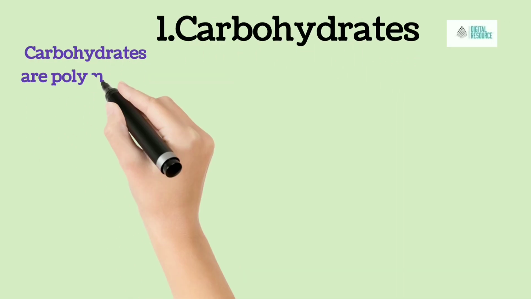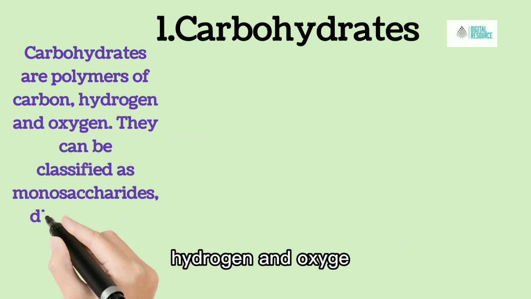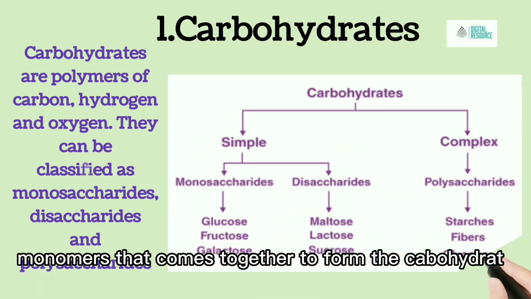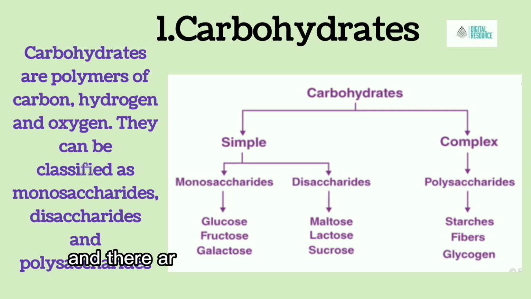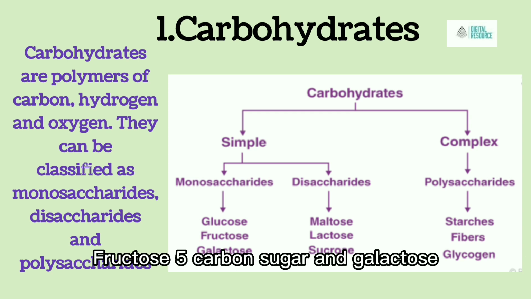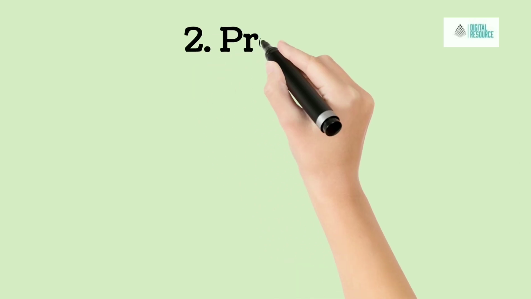Carbohydrate. Carbohydrate is composed of carbon, hydrogen, and oxygen monomers that come together to form the carbohydrate. And there are 2 categories of carbohydrate: the simple and complex. The simple is composed of the monosaccharide and the disaccharide. Under the monosaccharide we have glucose, a 6 carbon sugar, fructose, a 5 carbon sugar, and galactose. Under the disaccharide we have maltose, lactose, and sucrose.